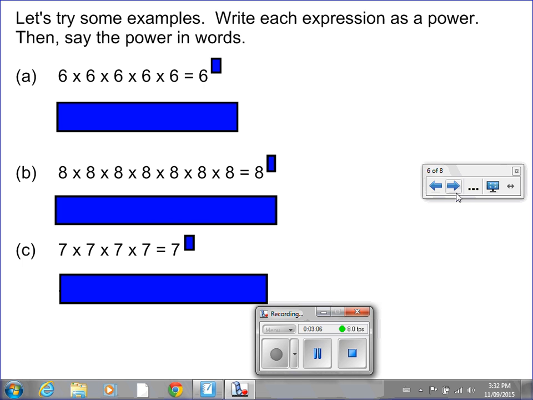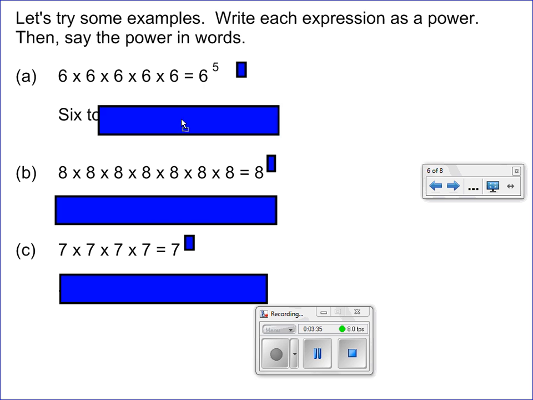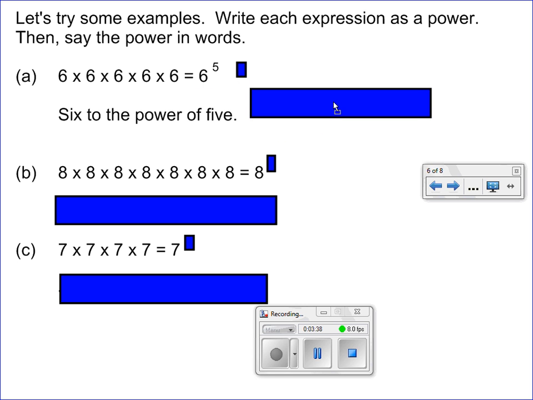Okay, I'm going to do the first example for you, and then you're going to try the rest at home. So for each example, we're going to write the expression as a power, and then we'll say the power in words. So for example A, I've got 6 times 6 times 6 times 6 times 6. I'm already out of breath. A much shorter way of writing that is 6 to the power of 5. Again, that's 6 to the power of 5.